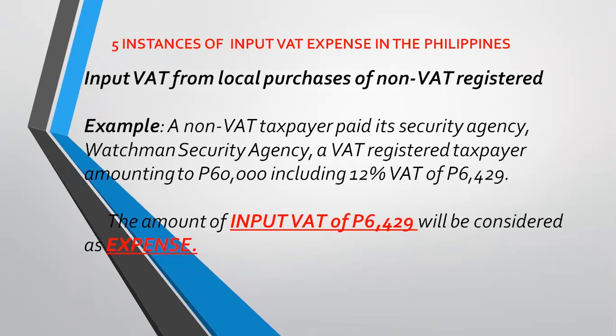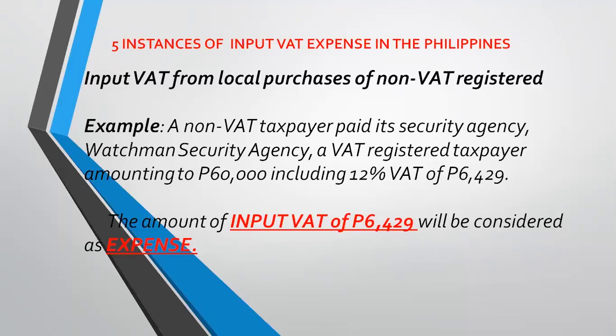Example, a non-VAT taxpayer paid its security agency, Watchman Security Agency, a VAT registered taxpayer, amounting to 60,000 pesos, including VAT of 6,428. So we see that the non-VAT taxpayer availed of services from a security agency, wherein that security agency is a VAT registered taxpayer. Therefore, this agency imposed value-added tax of 12%. The input VAT of 6,429 will be considered an expense. We cannot use it as deduction to our output VAT because we really have no output VAT, since we are a non-VAT taxpayer. So I hope it's clear.